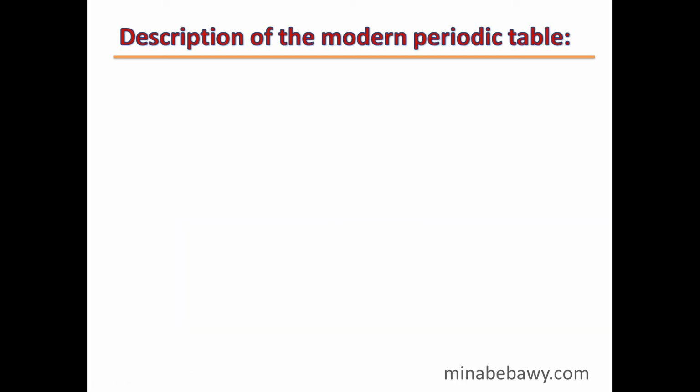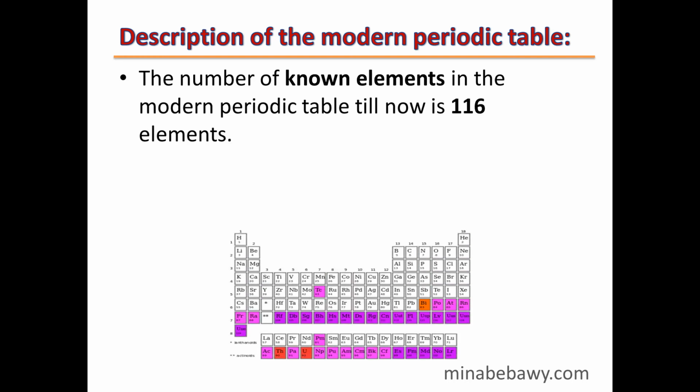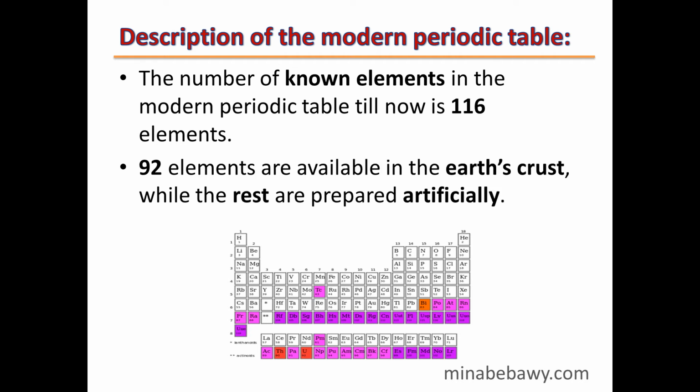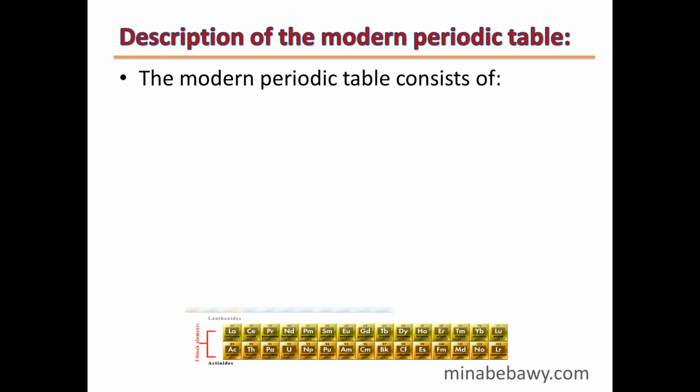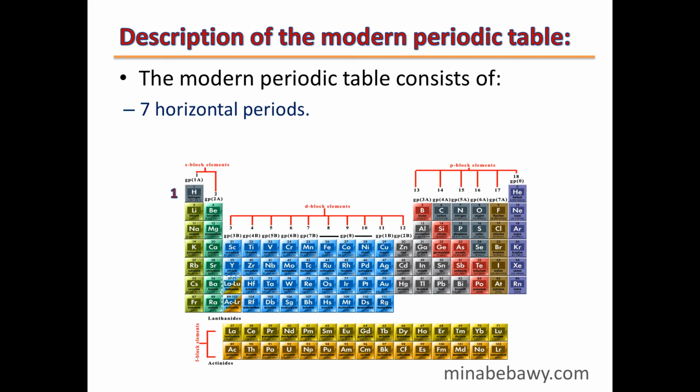Now let's describe the modern periodic table. The total number of known elements in the modern periodic table until now is 116 elements. Only 92 of them are available in the Earth's crust, while the rest are prepared artificially by scientists in labs. The modern periodic table consists of 7 horizontal periods: 1, 2, 3, 4, 5, 6, 7.